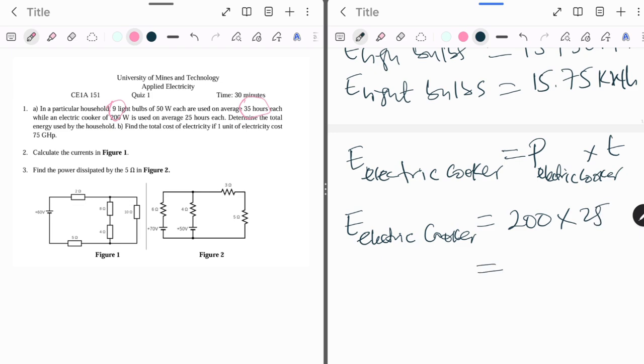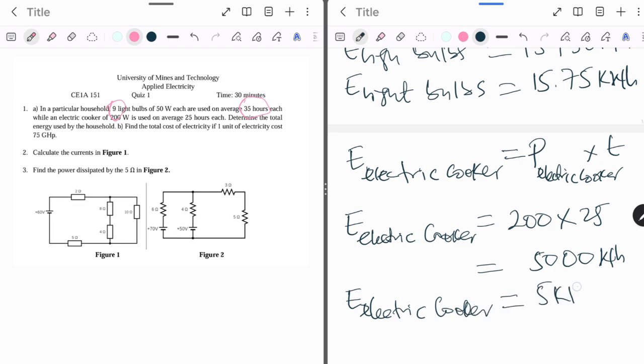So we multiply 200 by 25. You get 0, 0, right? 25 times this, then you get 50. So you get 5,000 watt hours. So we change this to kilowatt hours, so that the energy consumed by the electric cooker is equal to 5 kilowatt hours.